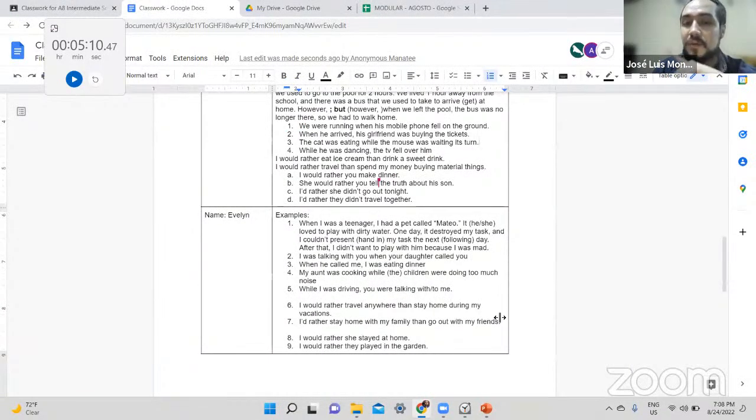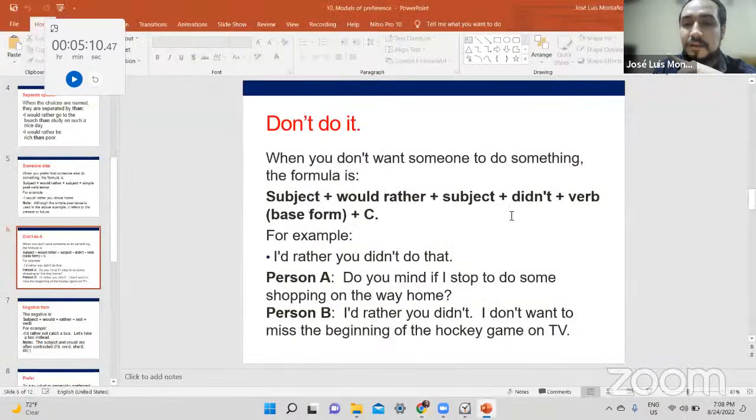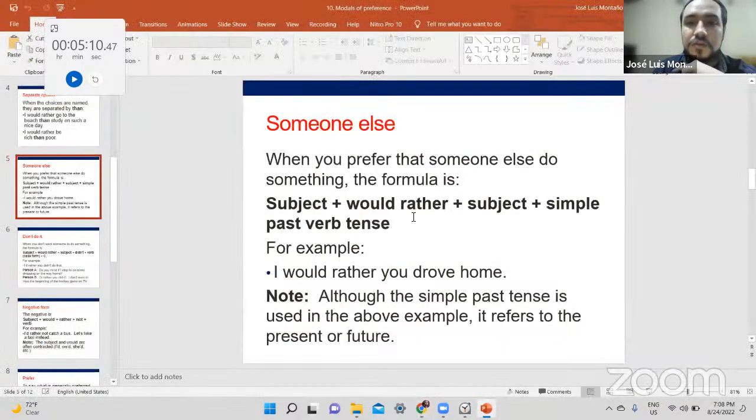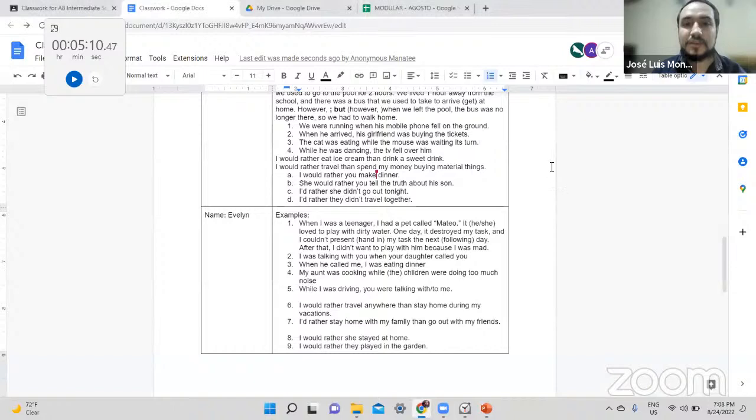Okay, so following that logic, please, and remember one more time, as you can see in the formula, here we are going to use the simple past. Okay, remember, it is present, but you use the simple past conjugation, but it doesn't mean that it's past. You use simple past, but it is present. All right? So let's take a look at your examples, please. Let's start with you, Astrid.